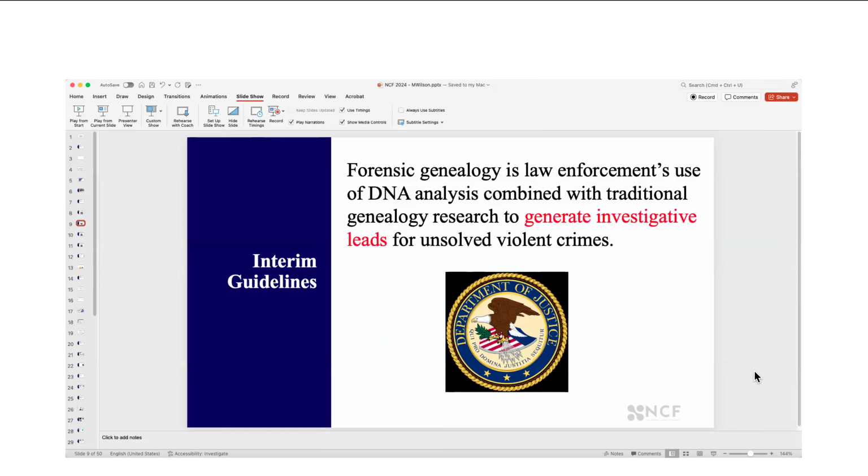So it's not considered to be the same level of laboratory analysis that, for example, STR typing or mitochondrial sequencing is. So it's not subject to the same types of regulations because it's lead generation, and eventually the idea is to lead the investigators to a person or persons that can be typed using traditional markers. And then those traditional markers can be compared directly to the crime scene DNA profile.